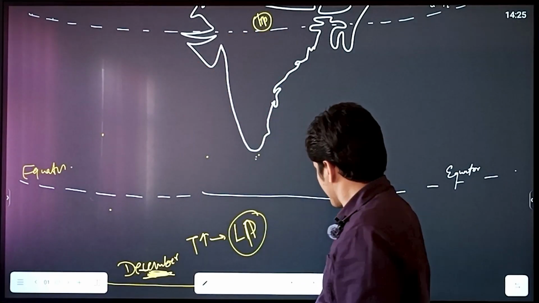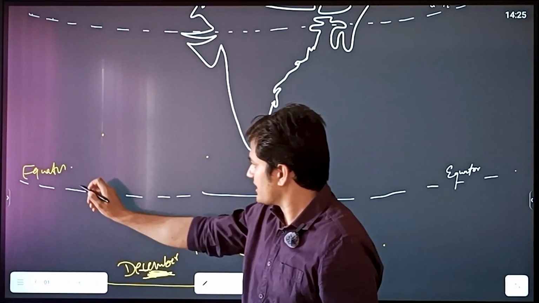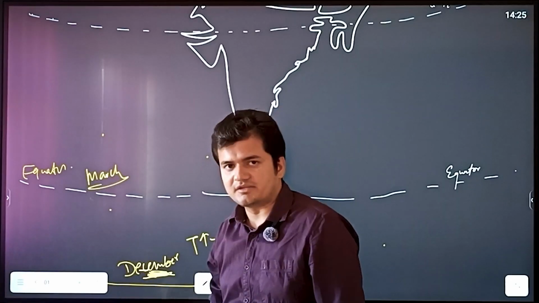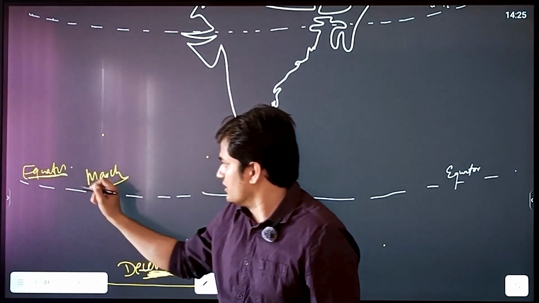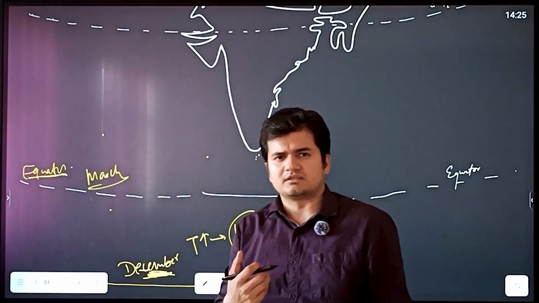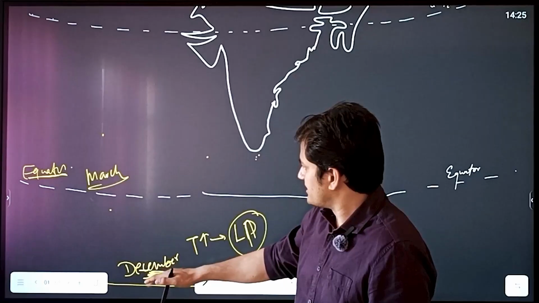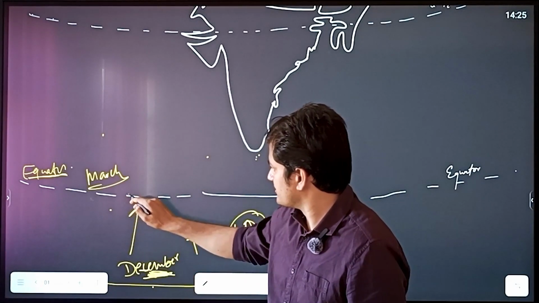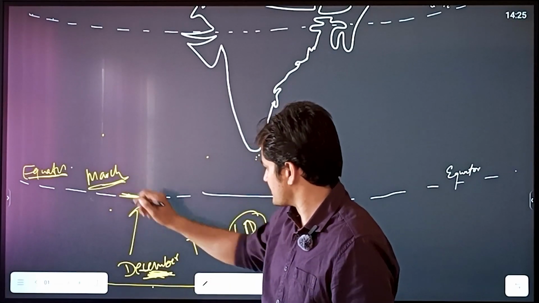But when the sun rays change their position, like during the month of March, the sun rays directly fall over the 0 degree latitude, that is the equator. So this is the time we can say is the beginning of the summer season in India. The sun rays start to climb up, moving from the Tropic of Capricorn to the 0 degree equator from the month of December to March.